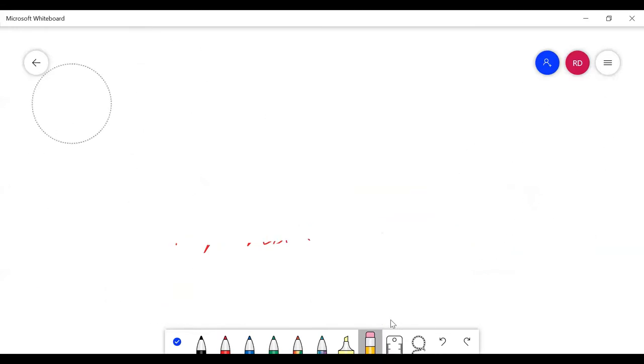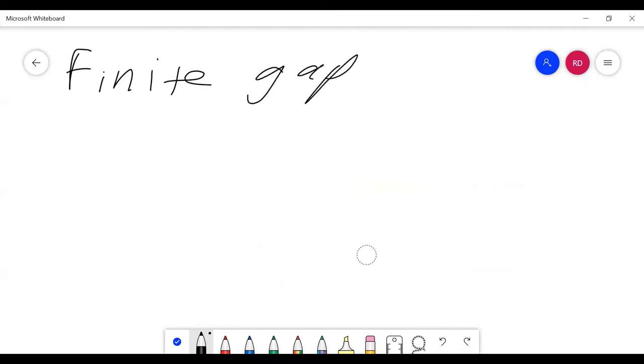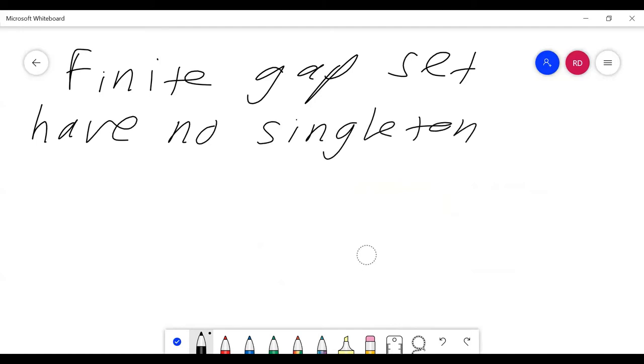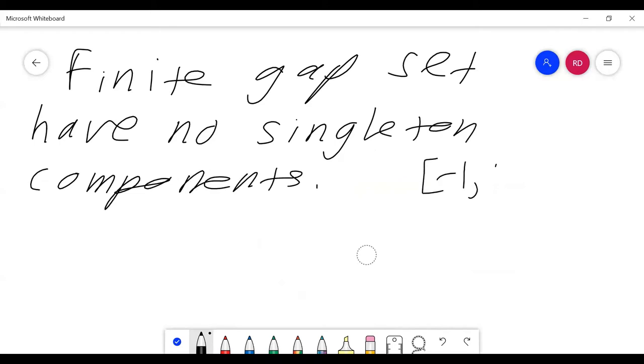And so then another term is a finite gap set, which you can probably guess means there are only finitely many gaps, but also it has to have no singleton components. So for example, earlier example of negative one to one union two. Well, that is not a finite gap set because it's got that singleton component. I don't actually know why. I'm sure this will come up in the future. I can imagine some topological reasons why singletons could cause problems. You can't do derivatives on a singleton, for instance.